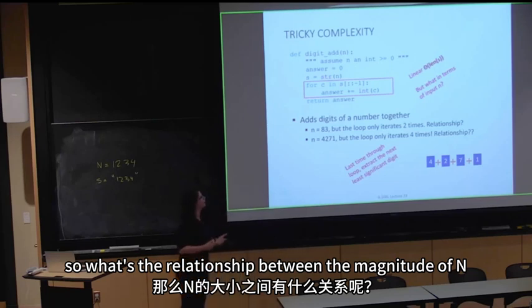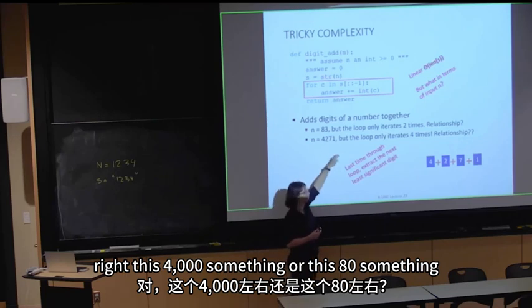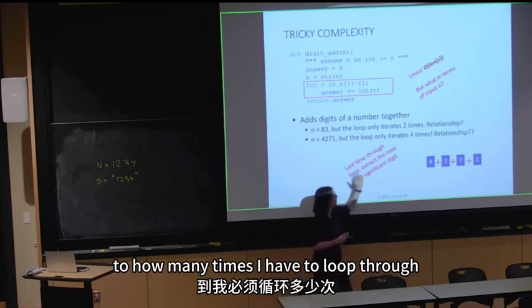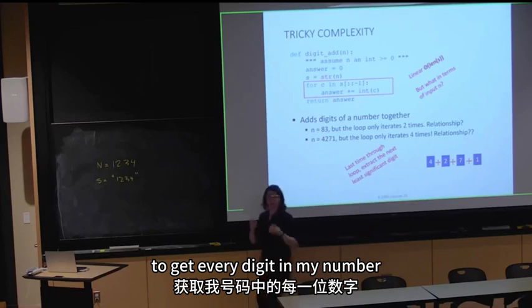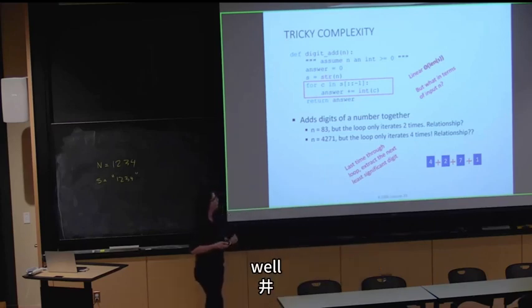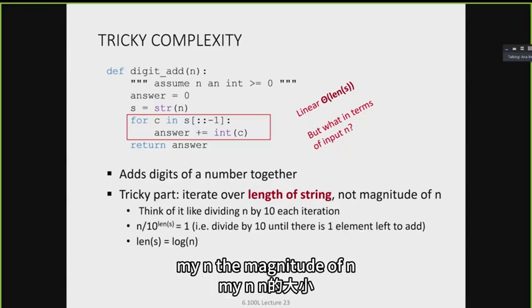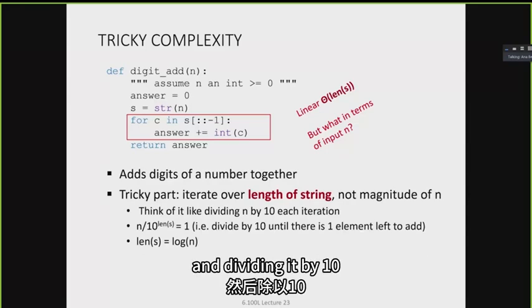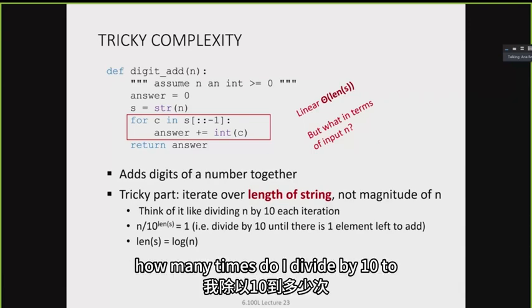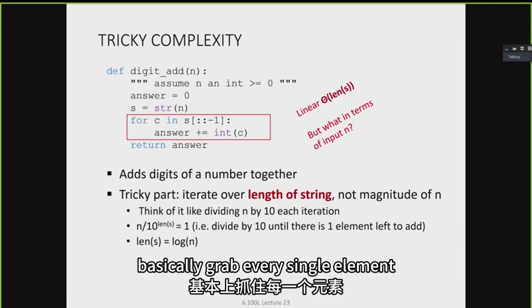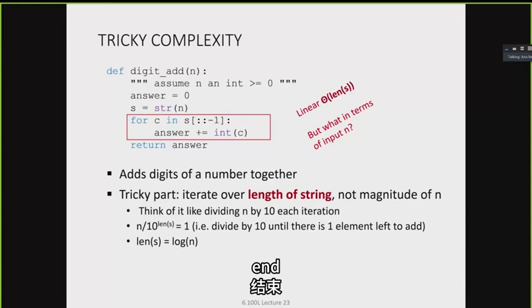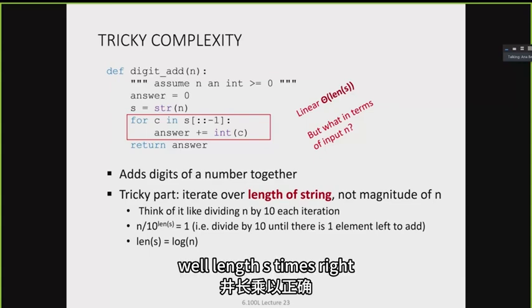So what's the relationship between the magnitude of n, right, this 4,000 something or this 80 something, to how many times I have to loop through to get every digit in my number? Well, the trick here is to think about taking the magnitude of n and dividing it by 10 a bunch of times. How many times do I divide by 10 to basically grab every single digit in my n? Well, length s times, right?